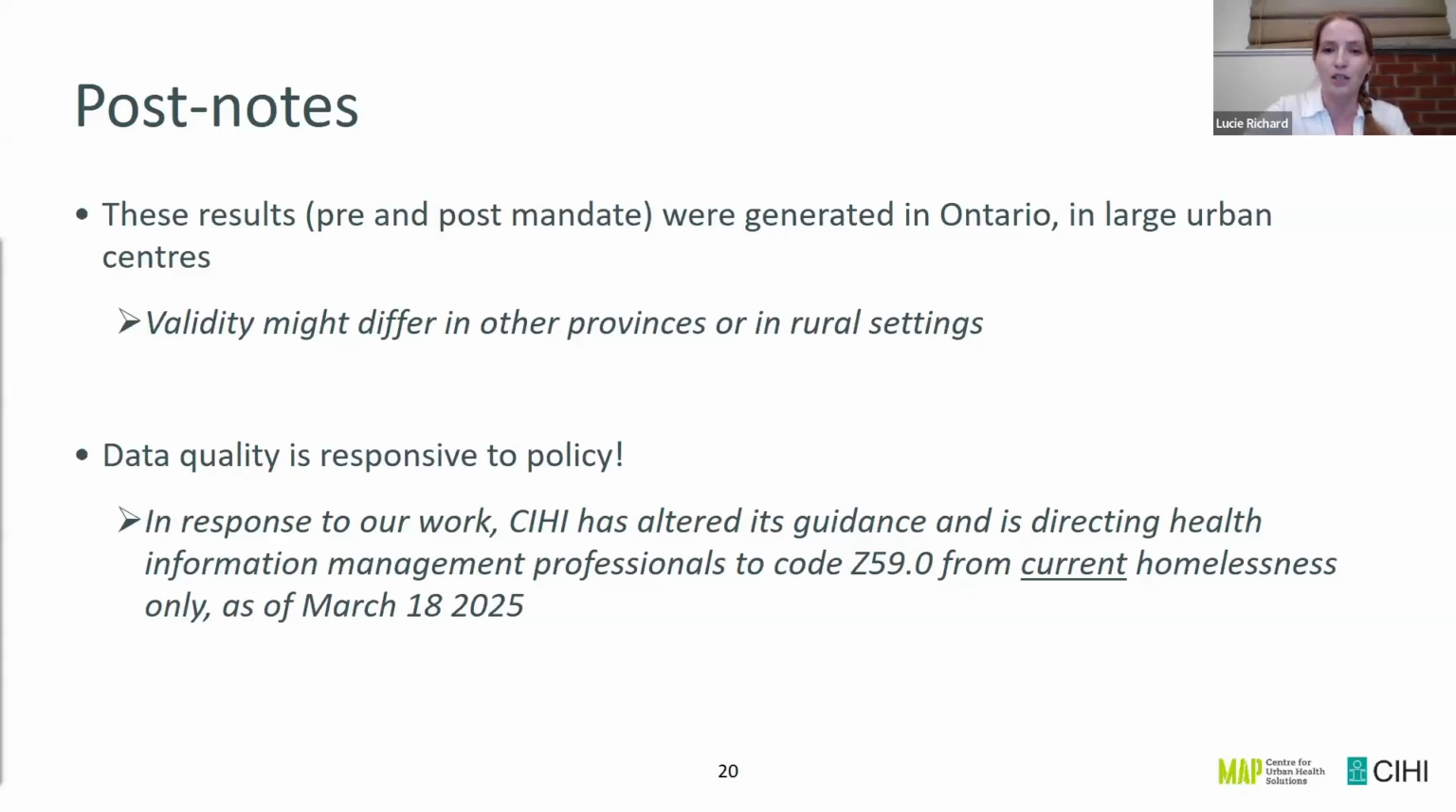The second thing I want to mention is actually some quite recent news from CIHI that will impact validity again moving forward. After our most recent validation study came out, I spoke with Diana to learn about the process for requesting a change to coding standards, specifically to alter guidance to restrict use of code Z59.0 to current homelessness only to deal with those false positives. And she took this up for me, and it's now, as of last week, been included in a guidance document, which I will paste in just a moment.